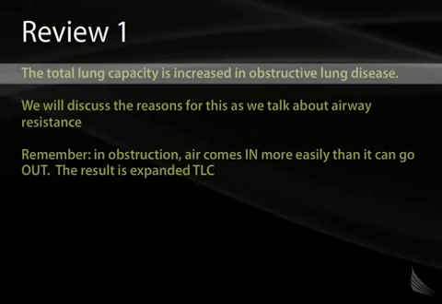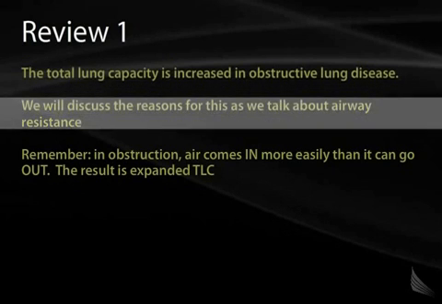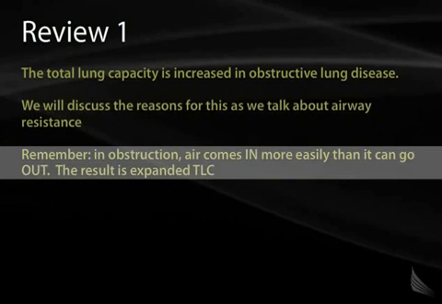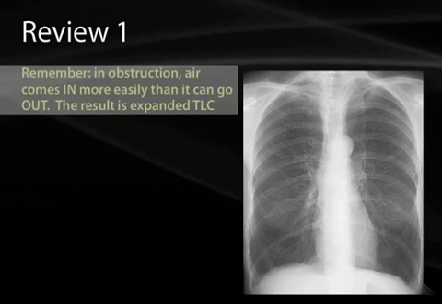Total lung capacity is increased in obstructive diseases, and we'll talk about some of the reasons why as we go on. The problem with obstructive diseases is air can get in, but it can't get out easily. And that's why you get the expanded TLC, the hyperinflation. We can see that hyperinflation on this chest x-ray. We see more ribs than we normally would, and the lungs look bigger than we would expect. Somebody, for example, with asthma may just have the hyperinflation when they have an asthma flare, but might be normal in between.